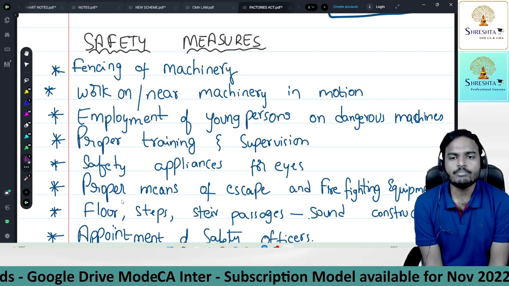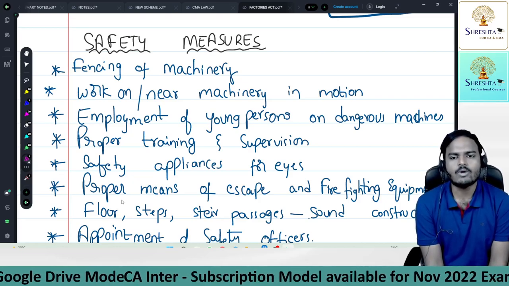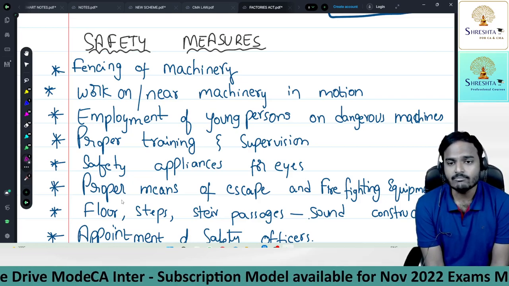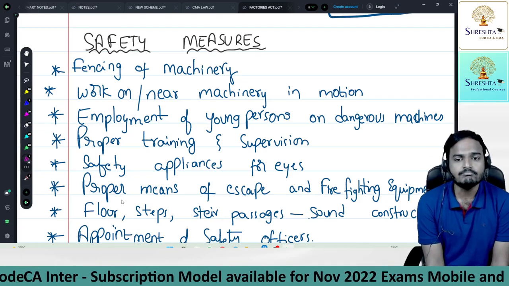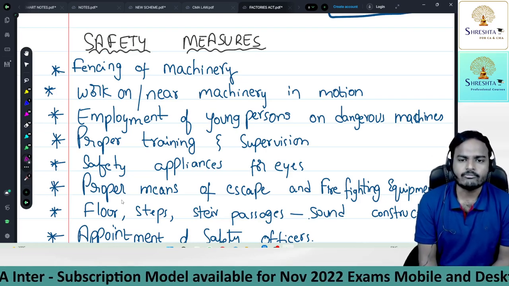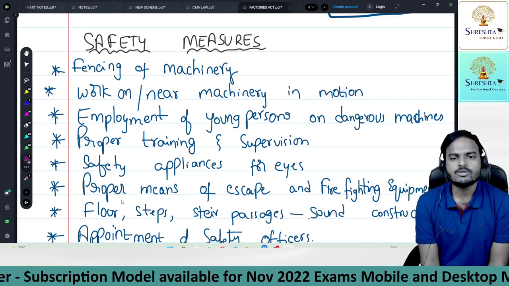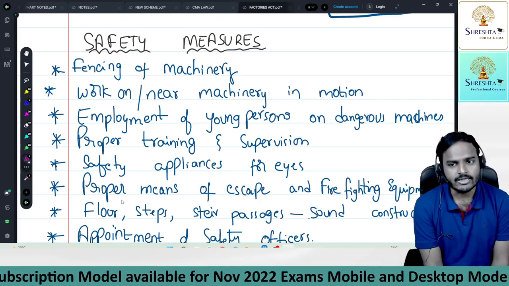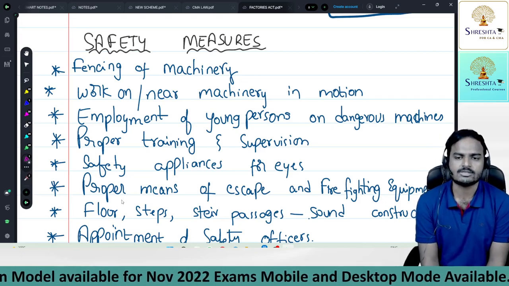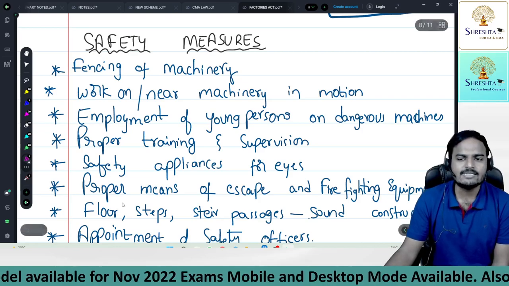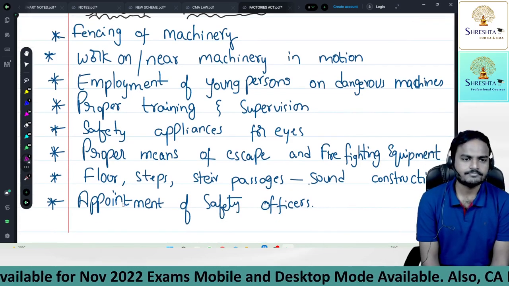Understood? So give proper training to the people who work on or near machineries which are in motion. Employment of young persons on dangerous machines, give them proper training. So proper training and supervision should be given to the people who work on or near machinery in motion, and employment of young persons on the dangerous machines.